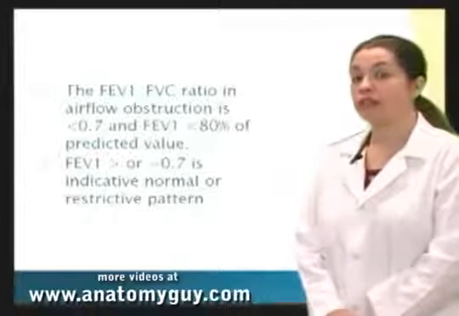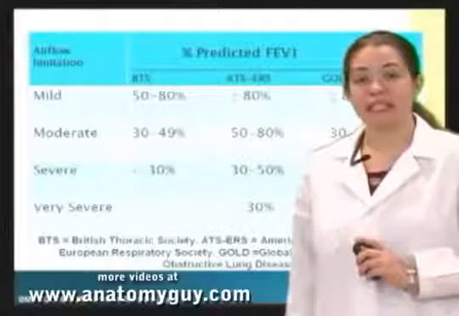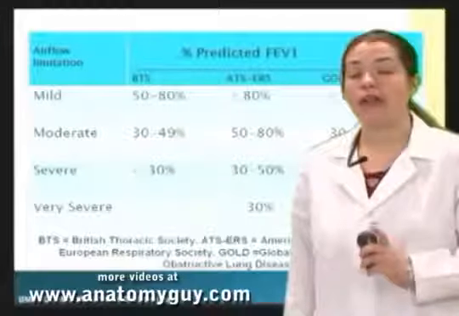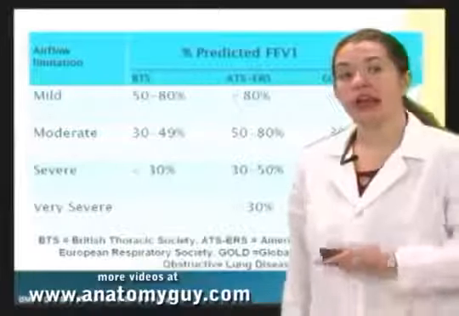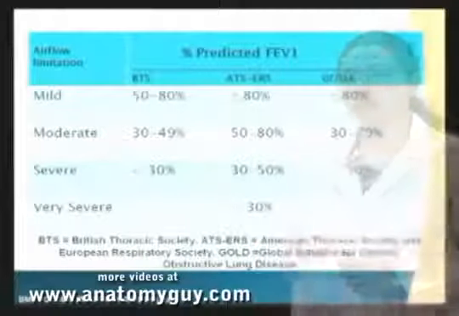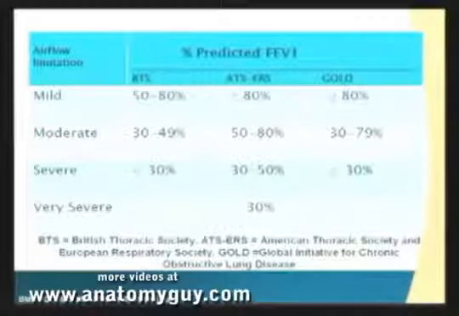Let's go to a graph to discuss this a little bit more. We can use our percent predicted FEV1 to help classify how bad the airflow limitation is. Have a look at this graph here. Keep in mind that these percentages are based on age, height, gender, weight, and race, and your spirometry machine will usually give you those values, or you'll have to set them for the patient.